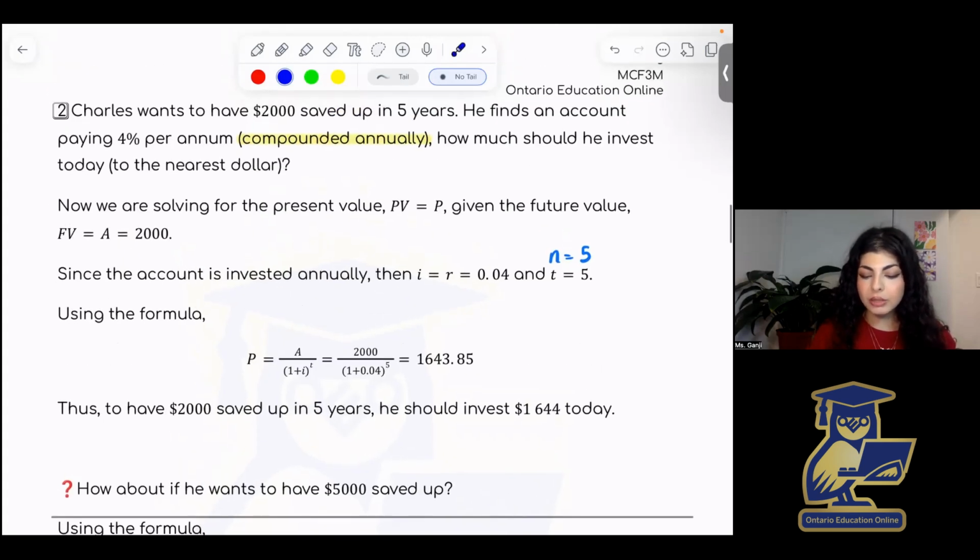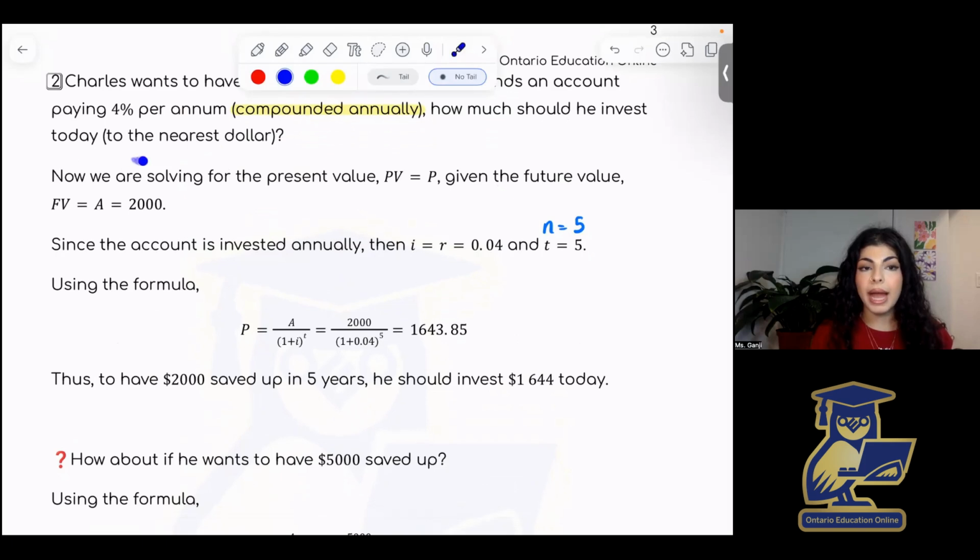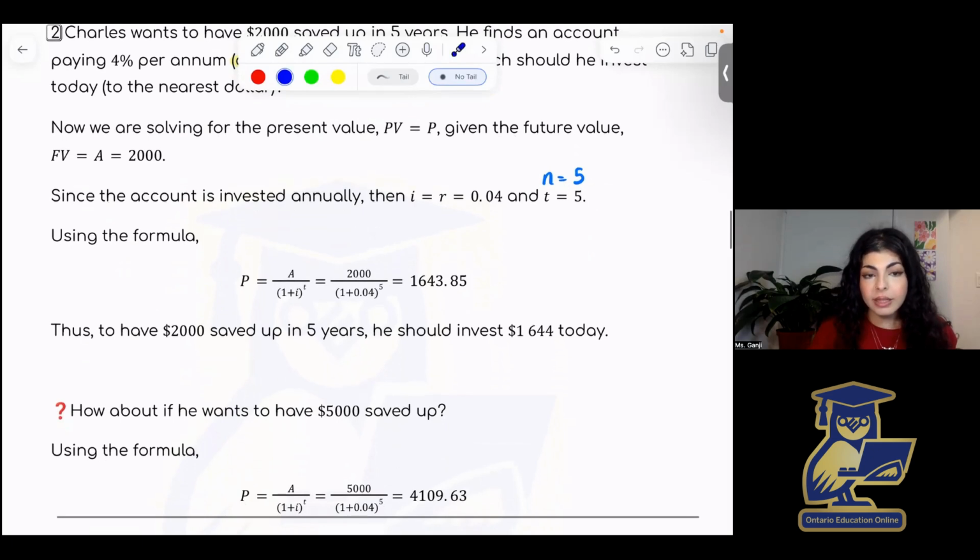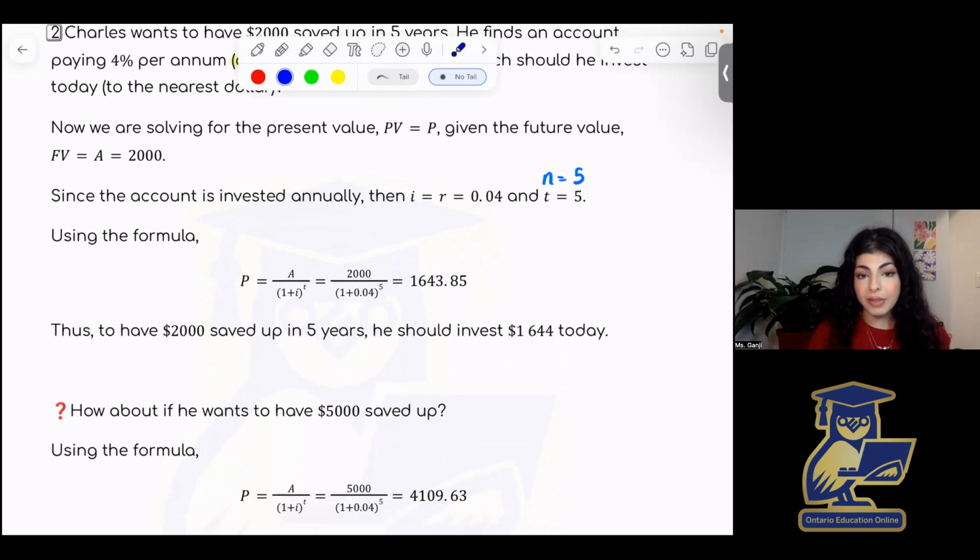And because we were asked for the value to the nearest dollar, we just round up to $1,644. So to have $2,000 saved up in 5 years with that interest rate, he should invest $1,644 today. And now, what if he wanted to save $5,000?